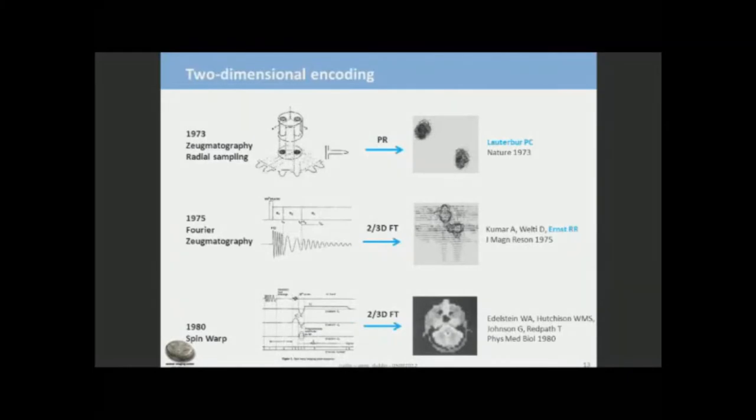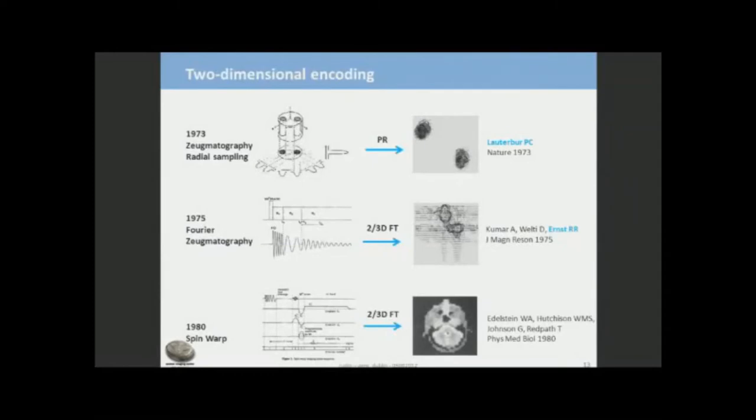2003. A bit later, actually '75, Richard Ernst and his group developed Fourier zeugmatography, which essentially is the same principle but a different encoding mechanism. So you encode essentially sequentially in time, and get also similar images. Richard Ernst got the Nobel Prize in '91 for this, among others, this discovery.